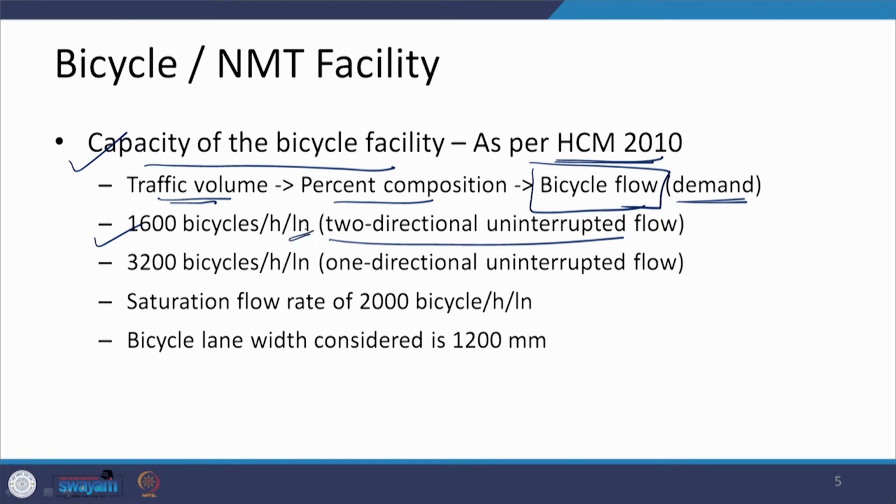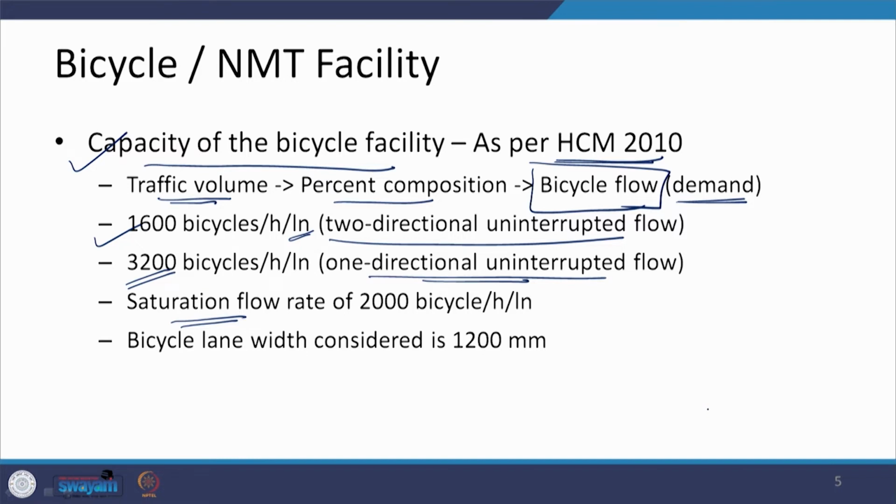But when it is a one directional uninterrupted flow, then this value increases just to double, that is 3200 bicycles per hour per lane. If you are looking at intersection conditions, the parameter which we look for in the design is the saturation flow rate, and here it is being talked about as 2000 bicycles per hour per lane.